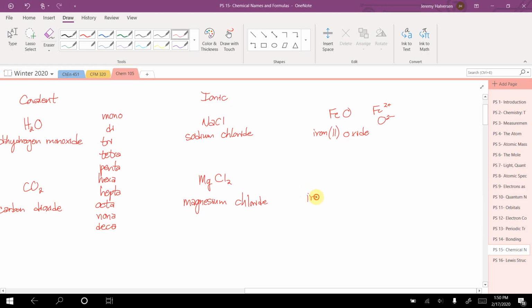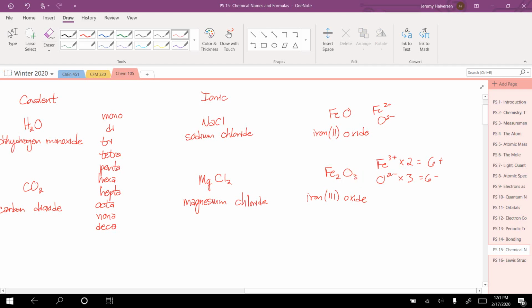But what if I had iron 3 oxide? Still iron, still oxygen, Fe3+, O2-. How am I going to balance these out? Well, I can't do 1 and 1, because then I'd have a 3+ and 2-. That wouldn't be balanced. And so what I end up doing is if I have 2 of those, that's a 6+. And if I have 3 of those, that's a 6-. Those balance, so I need Fe2O3.